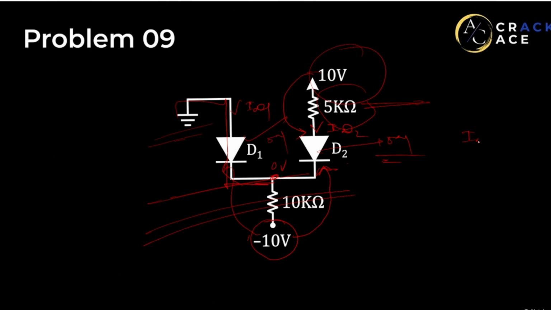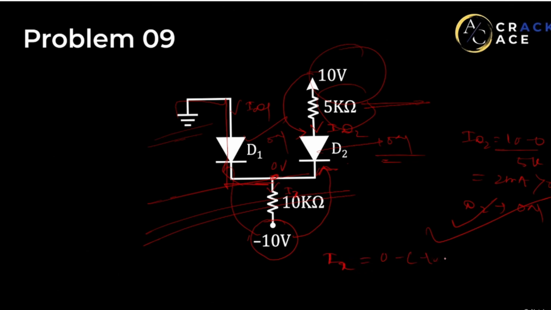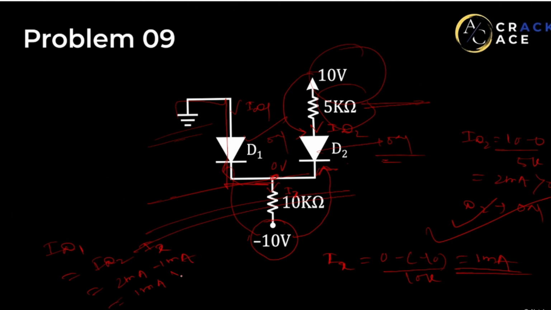So what is ID2? 10 minus 0 by 5 is 2 milliampere, right? This is greater than 0, so you can simply decide that D2 is on. What is this current Ix? 0 minus of minus 10 divided by 10, 1 milliampere, right? What is ID1? That is ID2 minus Ix by KCL. 2 milliampere minus 1 milliampere, 1 milliampere. This is again greater than 0. So D1 needs to be on. Yes.